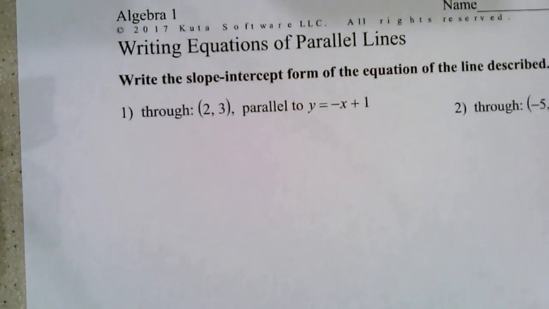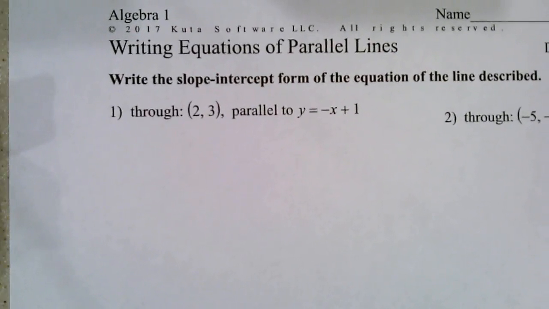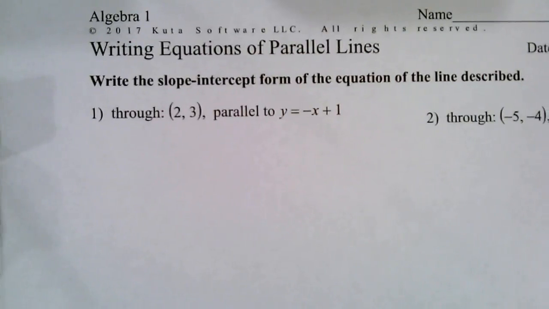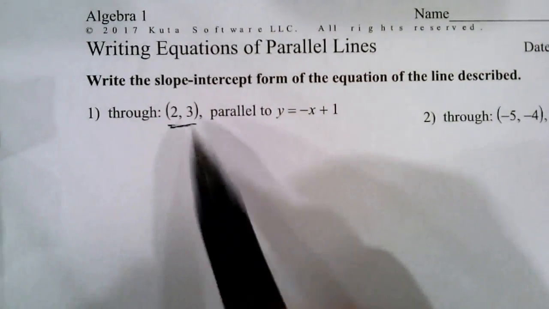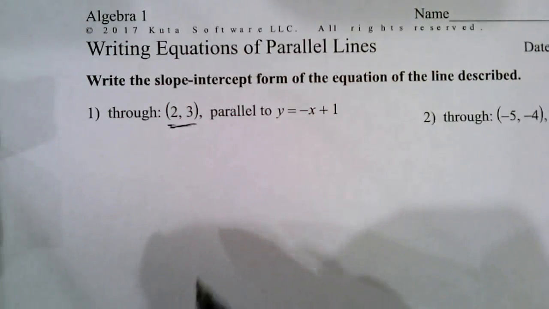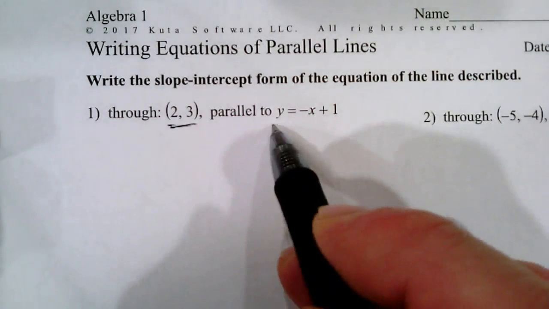Alright, here we're going to be writing equations of parallel lines. As you recall, if two lines are parallel, they have the same slope. So essentially, we're going to be writing the equation of a line that passes through this point, 2, 3, and has the same slope as this line.